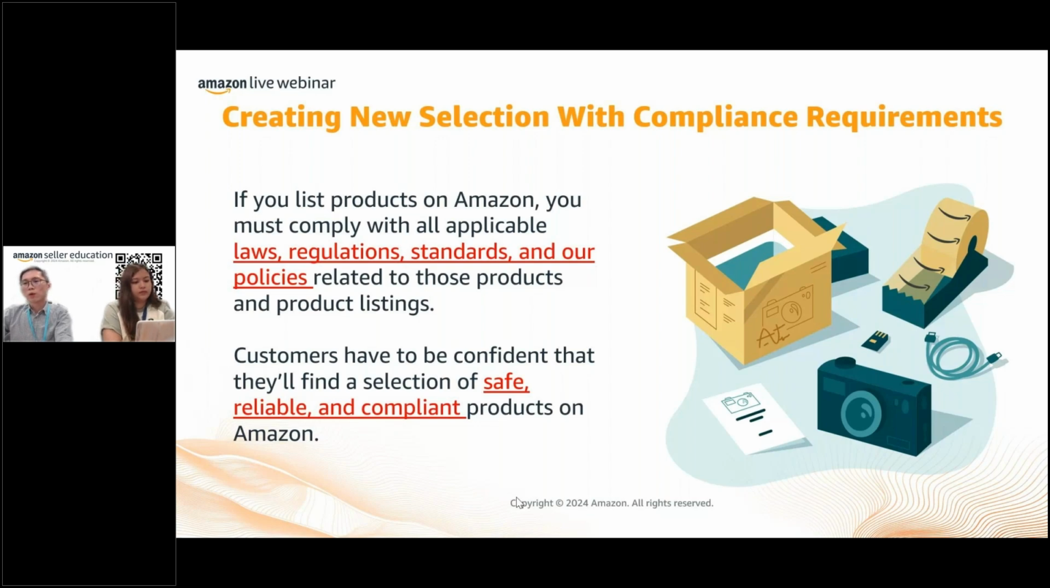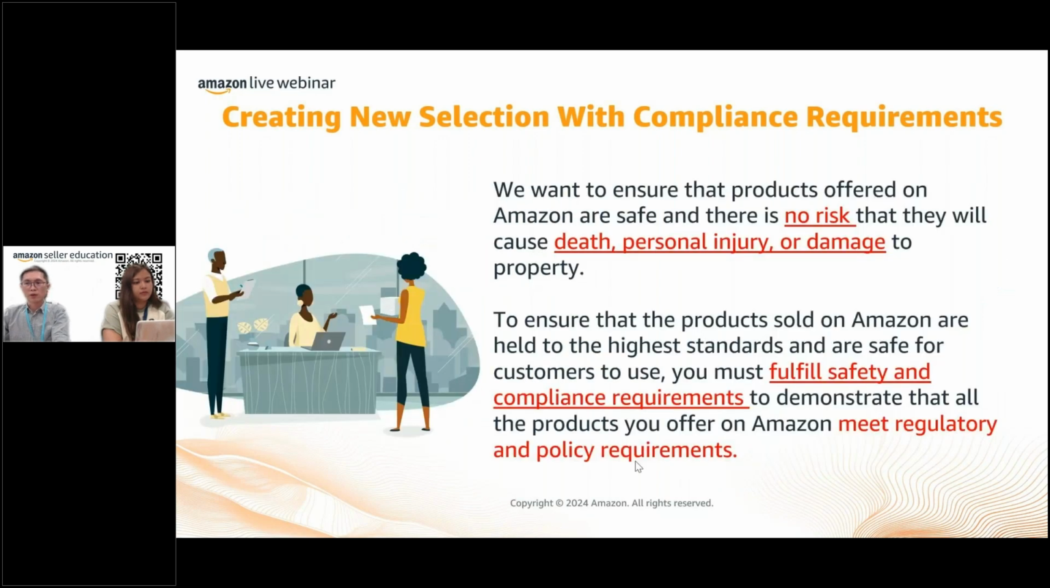What this means is that we want to ensure that the product offered on Amazon is safe. There is no risk that could cause any potential death, personal injury, or damage to any person or property. To ensure that the products sold on Amazon are held to the highest standards and safe for your customers, as sellers we need to fulfill the safety and compliance requirements, to show that the products sellers offer on Amazon actually meet the regulatory and policy requirements.